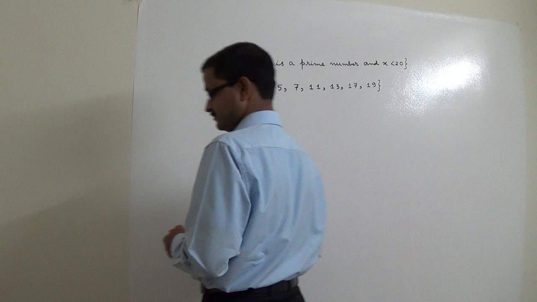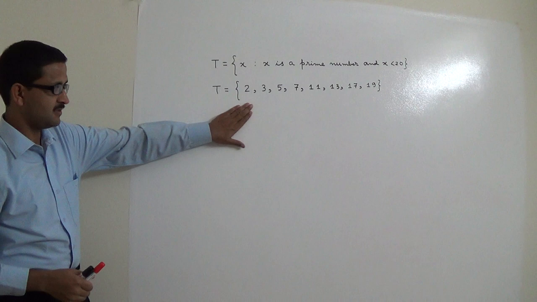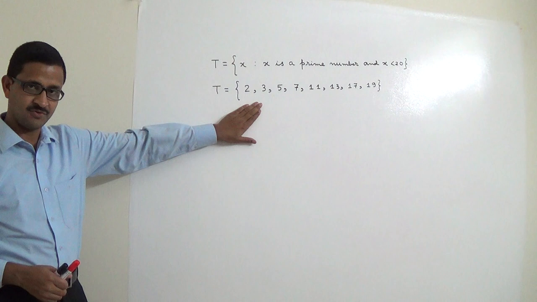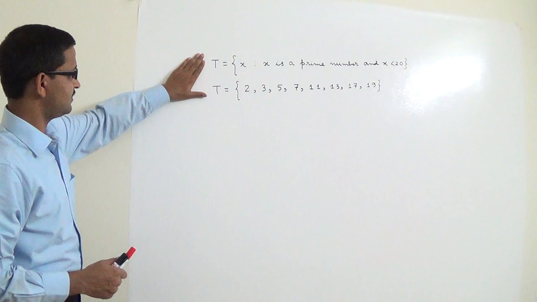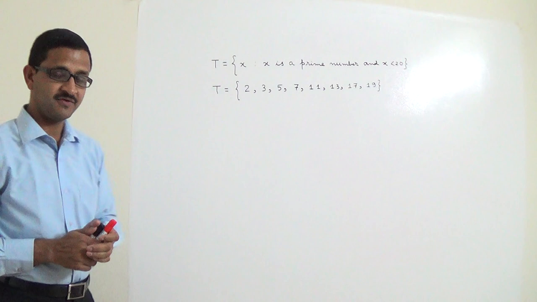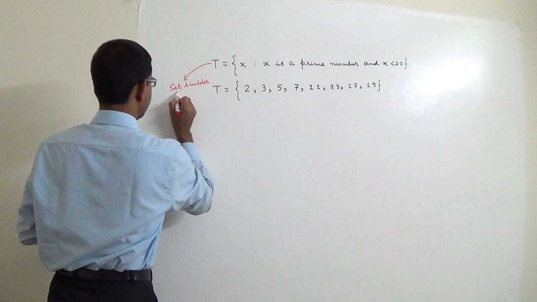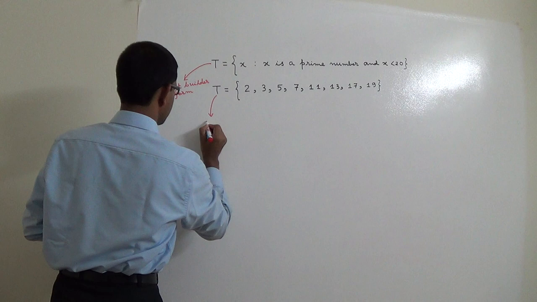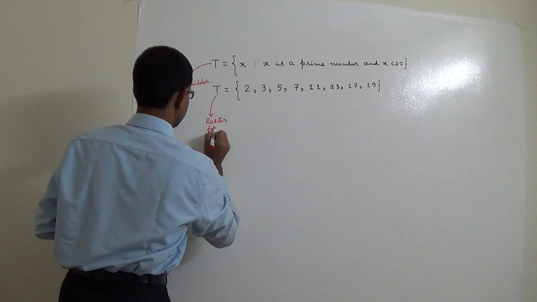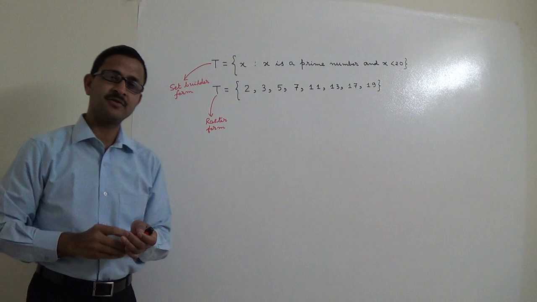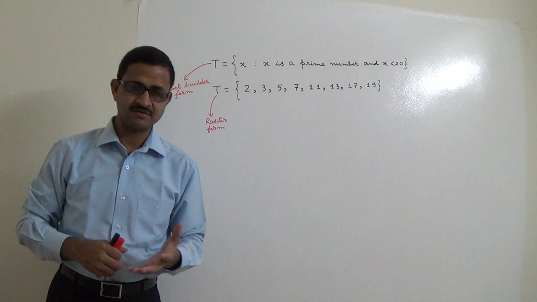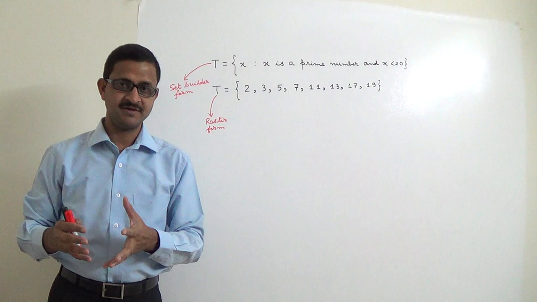Correct? So here you see that I expressed the set in a more detailed manner, where I list all the elements, and here I gave another way of describing the set. So there are two different names for these. This is known as set builder form, and this is known as roster form. Depending on the purpose, sometimes it is better to express a set in set builder form, and sometimes it is easier to express a set in roster form.